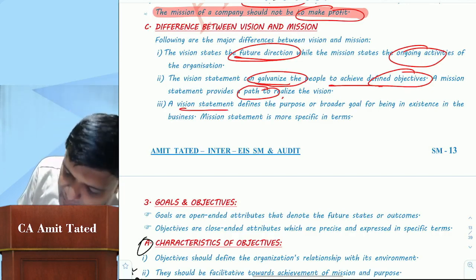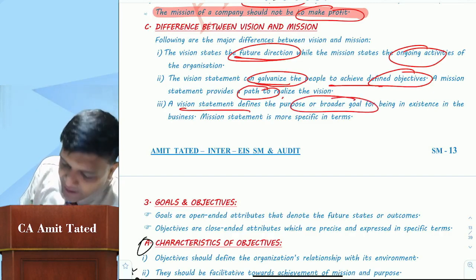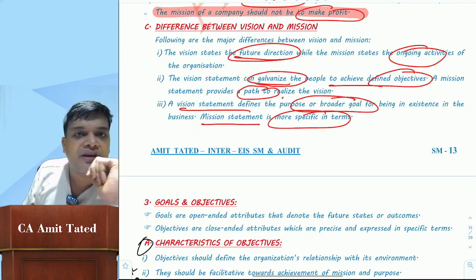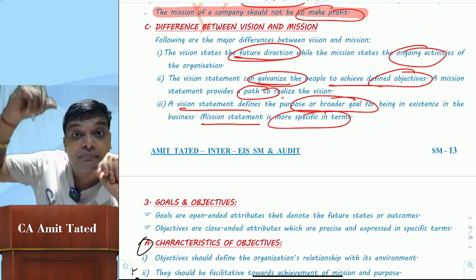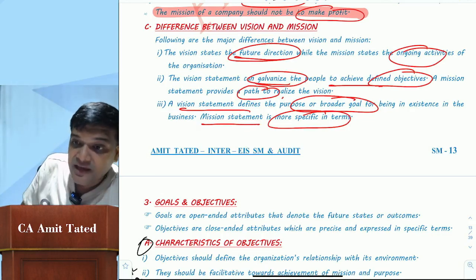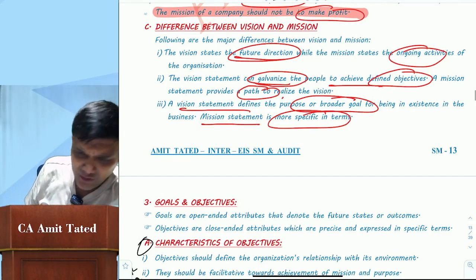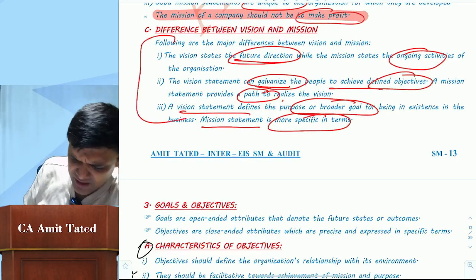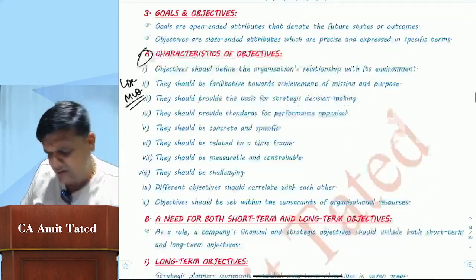Vision statement should focus on the broader goal, and mission statement should be more specific. For example, I need to be a top 10 company, I need to be top 3, that is called vision. To become top 3, what I am doing right now is nothing but mission. I do think everybody is clear on the difference between vision and mission. Nothing to do with LDR, but this is a particular concept.